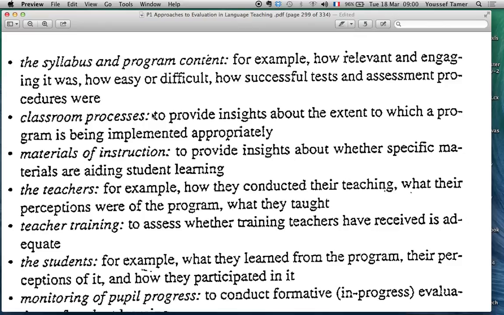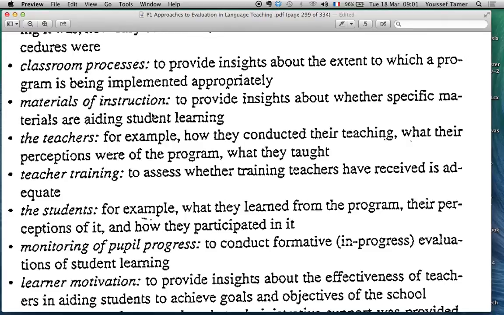So this is an area usually teachers are fighting with, okay? So you have to make a balance and try to be as objective as possible in that regard. So to provide, for example, how relevant and engaging it was, interesting for the students, not interesting, okay? Relevant to their topics of interest or not relevant. How successful tests and assessment procedures were. So I just mentioned that.